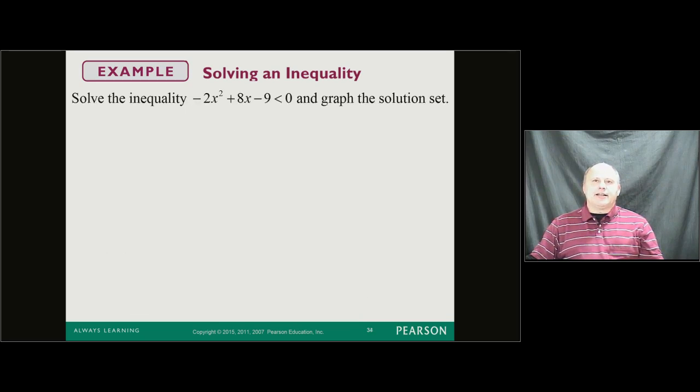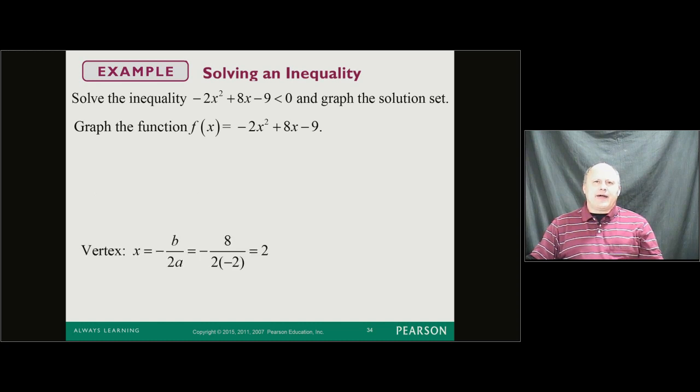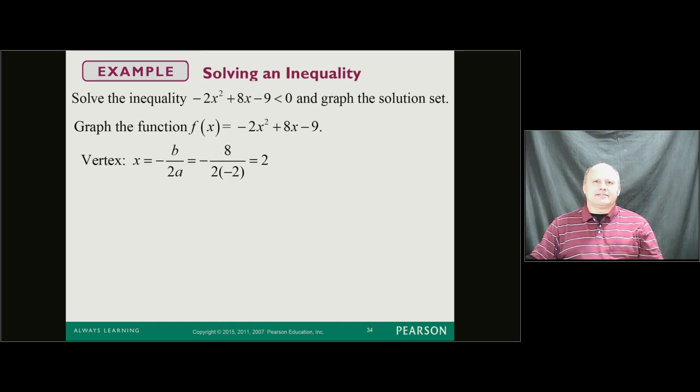Okay? Let's look at another example. Solve the inequality negative 2x squared plus 8x minus 9 less than 0 and graph the solution set. So we look at this one. So we're going to graph this. We find the vertex, negative b over 2a again. Plug that 2 in and you get negative 1. So the vertex is 2, negative 1.